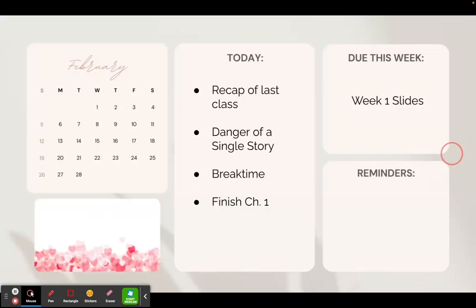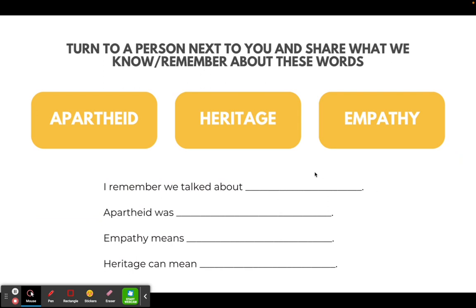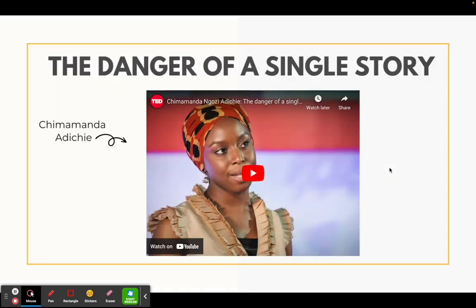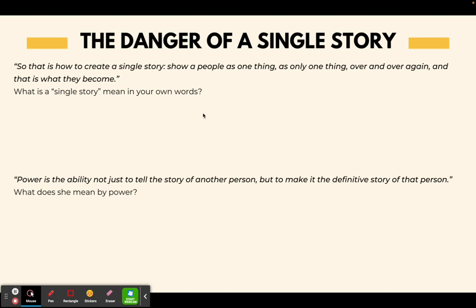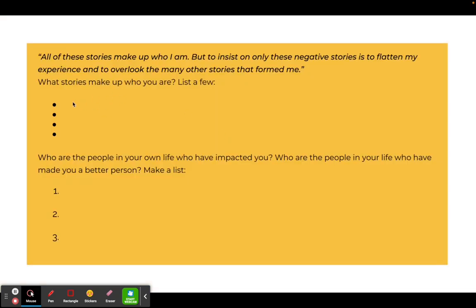So, going on to Thursday and Friday, we're going to recap at the beginning of class with a partner to see what we remember about these words because we talked about them. Then we're going to watch this TED Talk called The Danger of a Single Story. There's a possibility that you have seen this before. If you have, I'm sorry that you have to watch it again, but it's a very, very good TED Talk and it brings up a lot of interesting points. So after we watch it, we are going to answer these questions based off of these quotes. There's 2 slides.